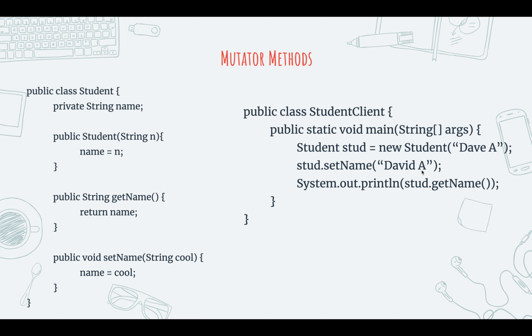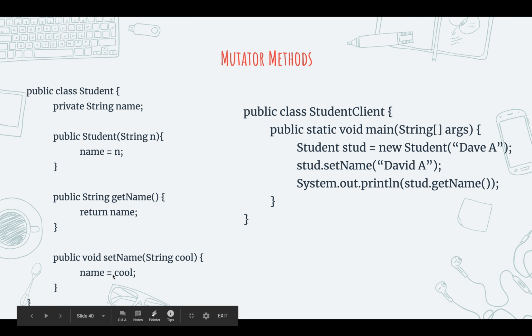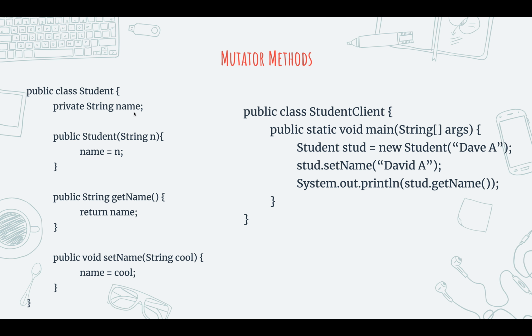So the value David A gets sent into stud's setName method, and it takes in the value. So it's like string cool is equal to David A. And then it says name, so the name that's used in its instance variable is equal to the value of cool. Well, the value of cool was David A. So what happens is that name gets now set from Dave A to David A. So Dave A is no longer a thing within this method. Name is now going to be David A.